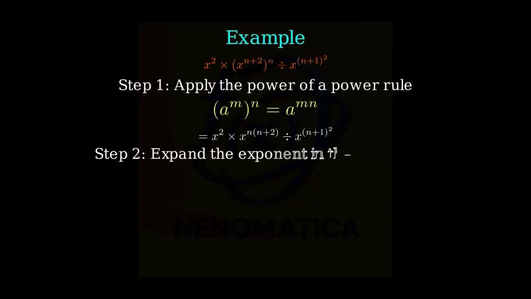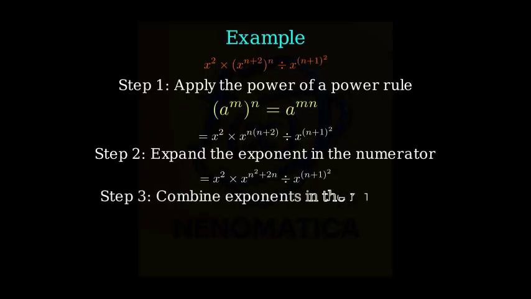Step 2, let's expand the exponent n times n plus 2. This equals n squared plus 2n. So our expression now becomes x squared times x raised to the power n squared plus 2n, divided by x raised to the power n plus 1 squared.